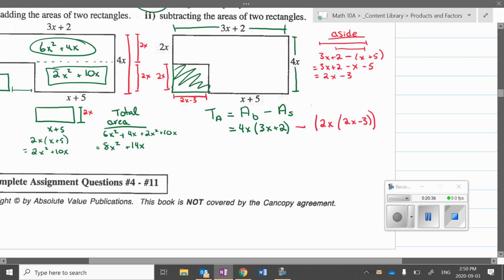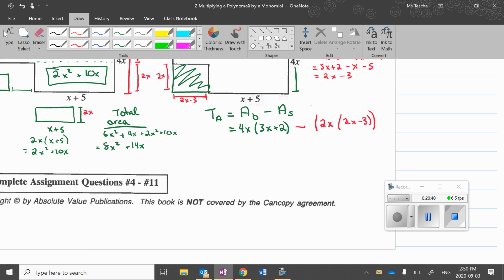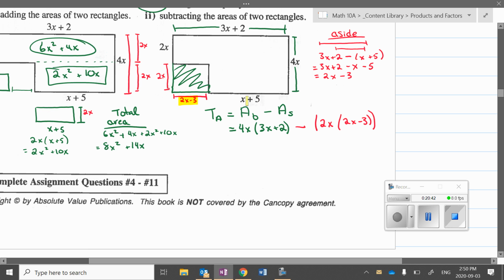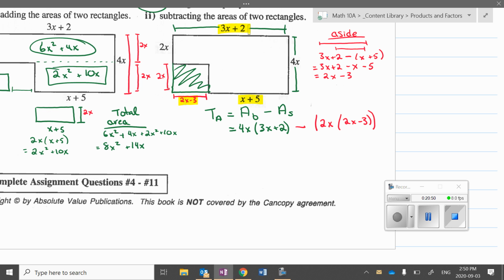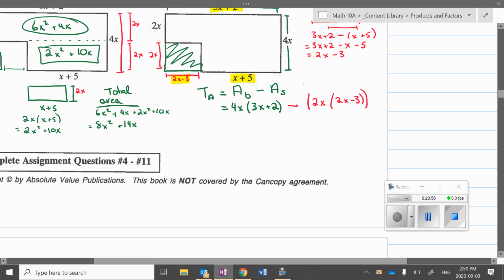Your check, if I add these two together, it should equal my top, right? If I add these two together, I should get 3x plus 2. 2x plus that x, I have my 3x's. Negative 3 plus 5 equals 2. So we know we've done that subtraction right. So that's our good check along the way. So let's finish solving this one.